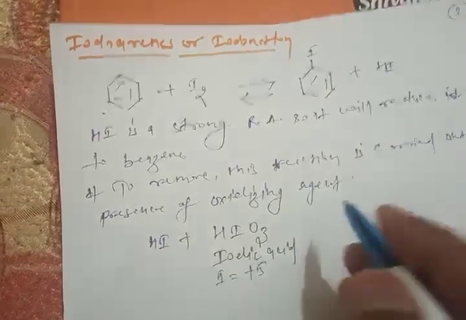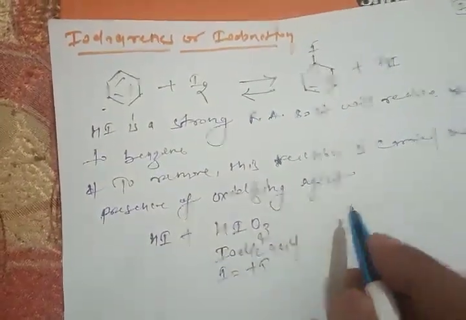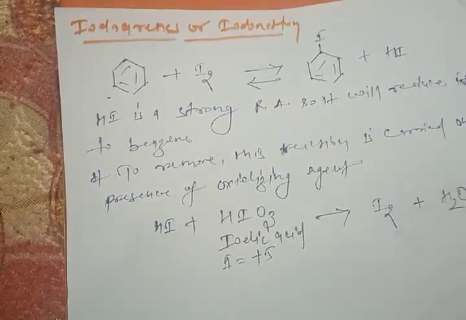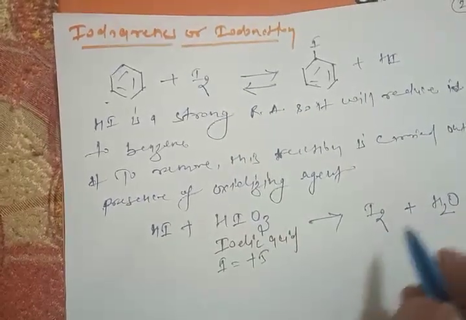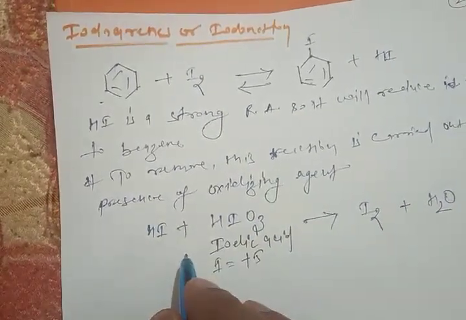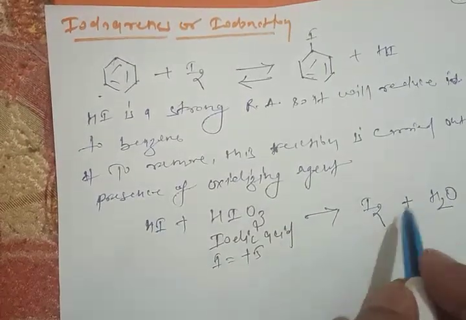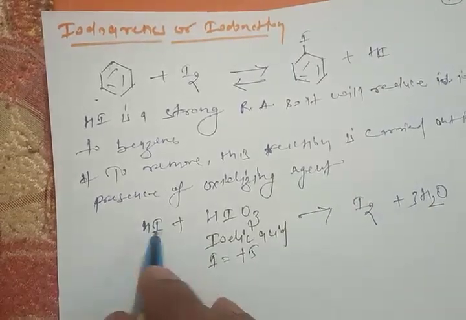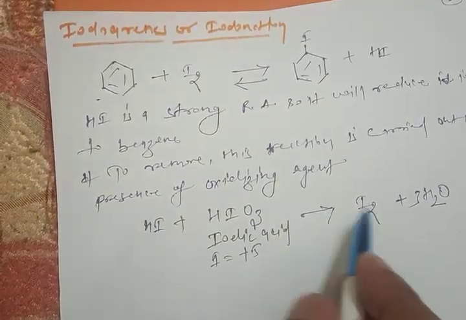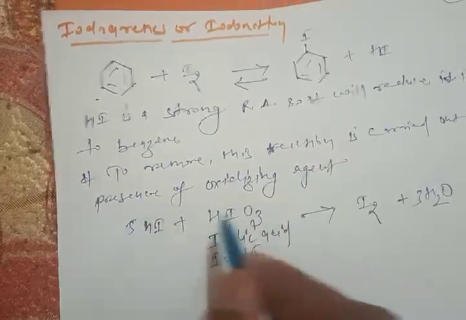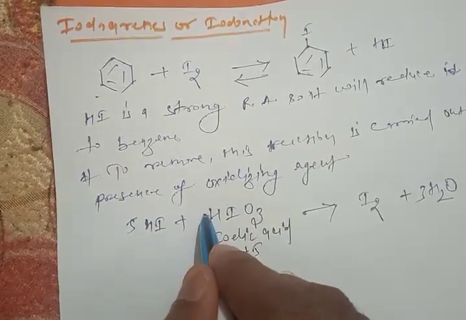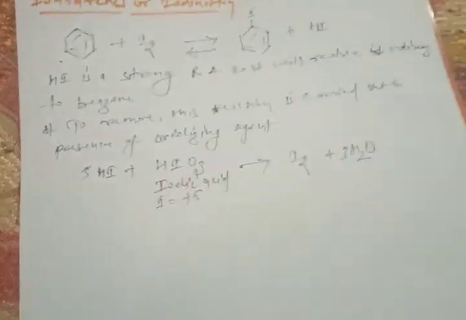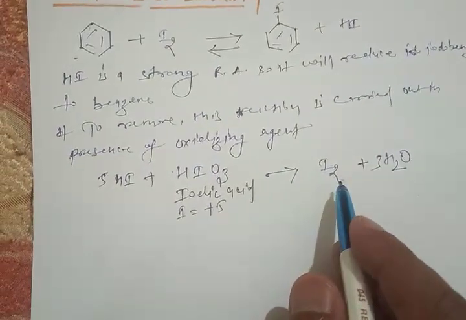HIO4 is periodic acid. This will give you iodine plus H2O, and you can balance this reaction. Here oxygen 3 will take here 3, so 6, and iodine is twice, so here 5 you can take, and twice is here. Now it's complete, 6. The reaction is balanced now.